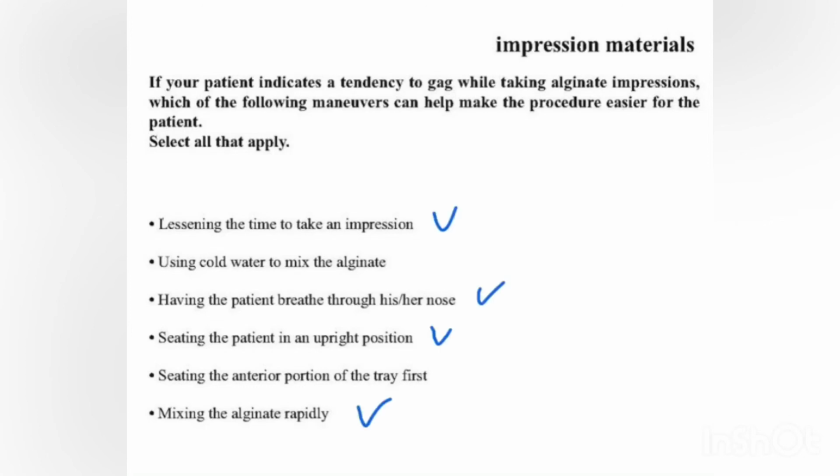And the right answer is: lessening the time to take an impression, having the patient breathe through his or her nose, sitting the patient in the upright position, and mixing the alginate repeatedly.